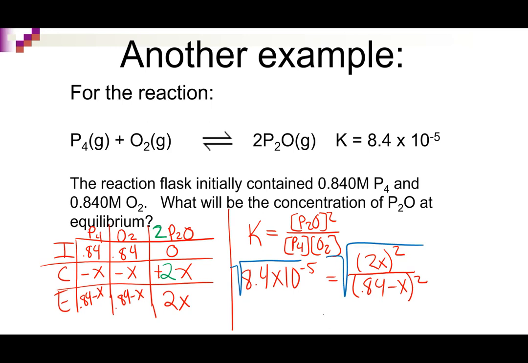Let me clean up the right-hand side first because that's a little bit easier. So this is going to leave us with 2x over 0.84 minus x. So this is the inverse. It essentially cancels these out. And then for the right-hand side, I just need to plug that into my calculator because it's a regular old number. So square root of 8.4 times 10 to the negative 5th gives me 0.009. From here, it's a pretty easy algebraic rearrangement.